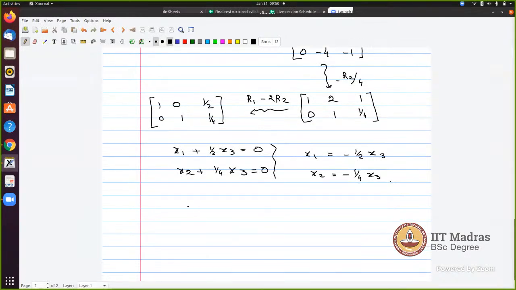So I can write my solution space, which is basically our null space, as minus half x3, minus 1 by 4 x3, x3. Instead of x3, I can take any t because it is a real number. I want to avoid the variable, so I take x3 as t and write it like this.